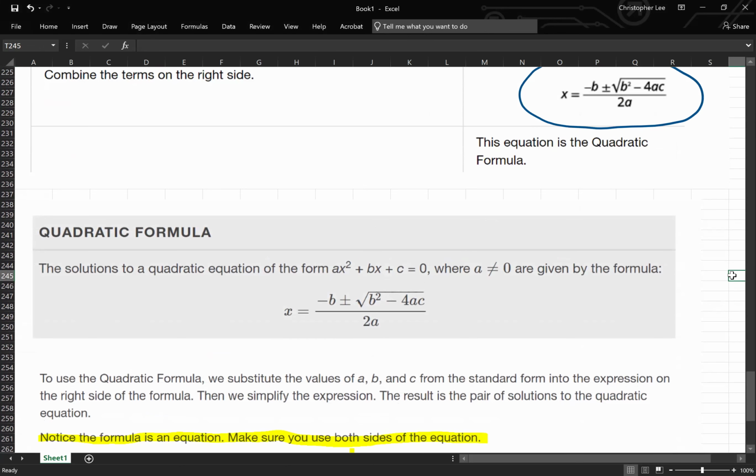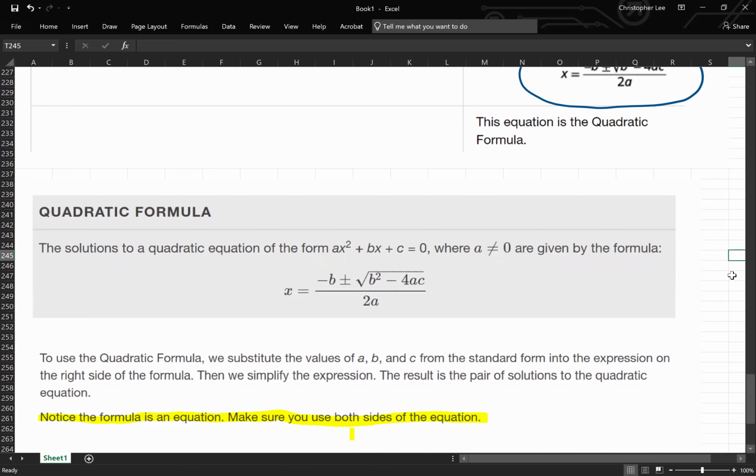The quadratic formula. The solutions to a quadratic equation of the form ax squared plus bx plus c is equal to 0, where a does not equal 0, right, are given by this formula. X equals negative b plus or minus the square root of b squared minus 4ac all divided by 2a. To use the quadratic formula, we substitute the values of a, b, and c from the standard form into the expression on the right side of the formula. Then we simplify the expression.